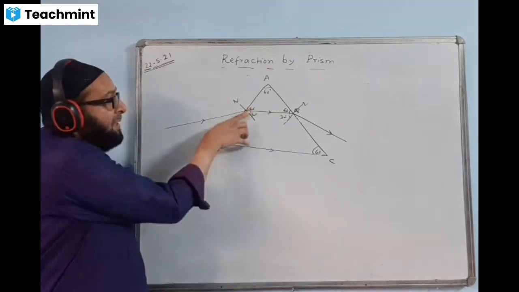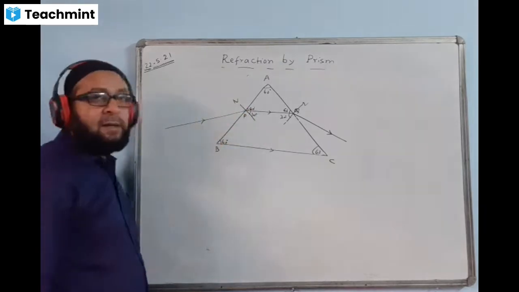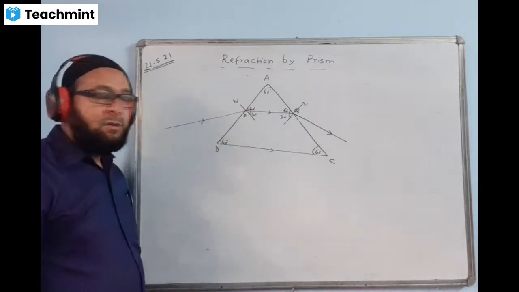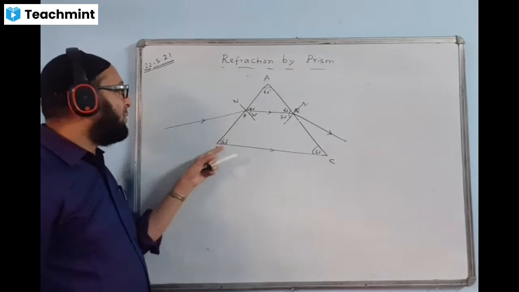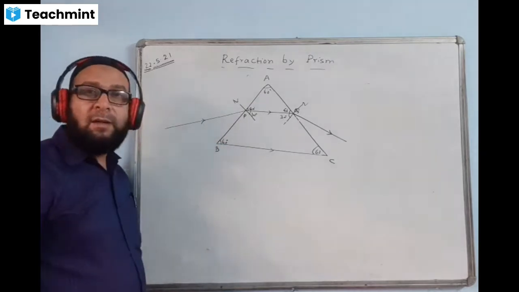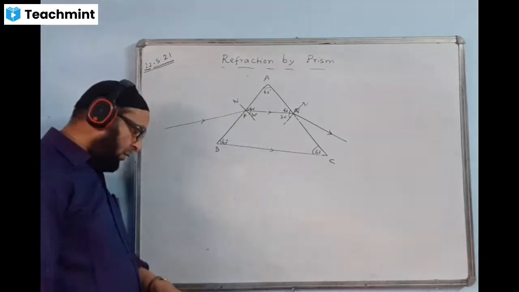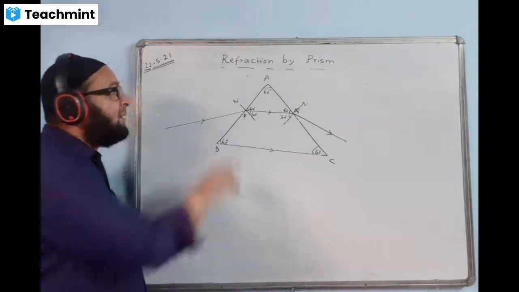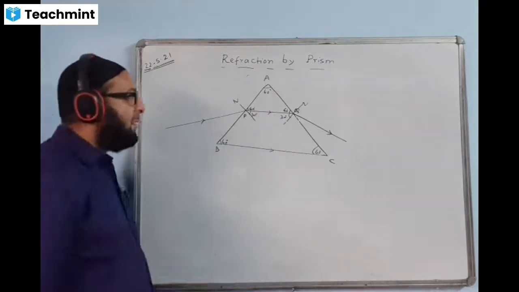Because the whole angle is 90, 90 minus 30, I will get the remaining angle, 60 degree. So this angle is above the line, and this one is also above the line. That is, they are corresponding angles, and when corresponding angles are equal, the lines are parallel. That's why you draw line PQ parallel to BC.